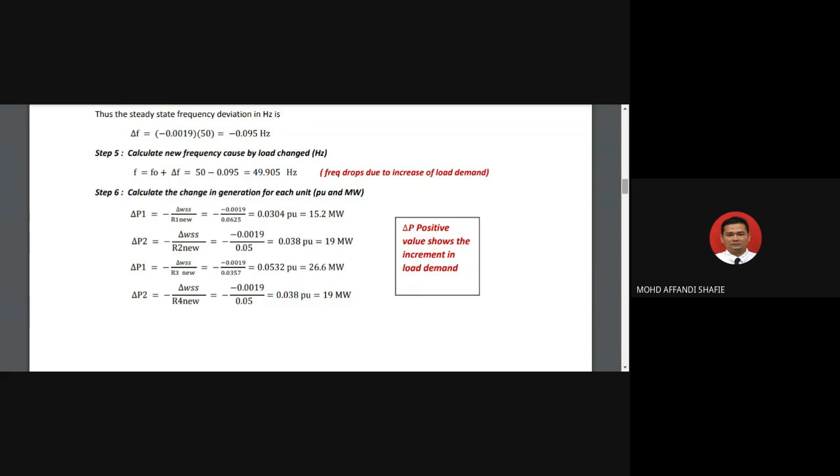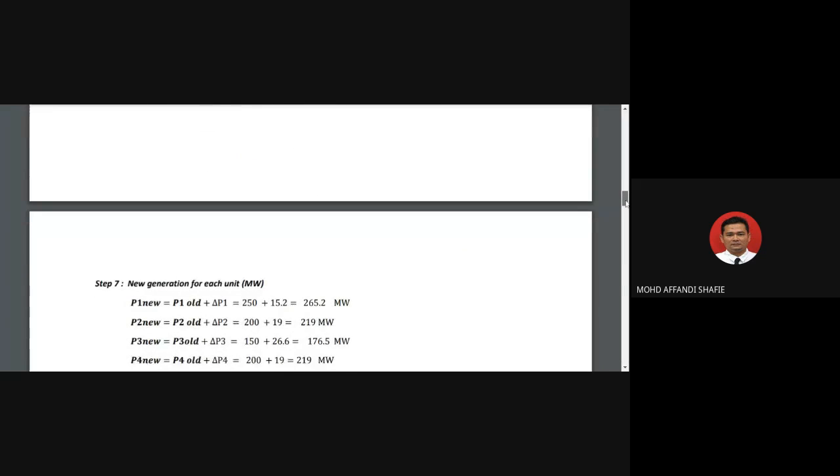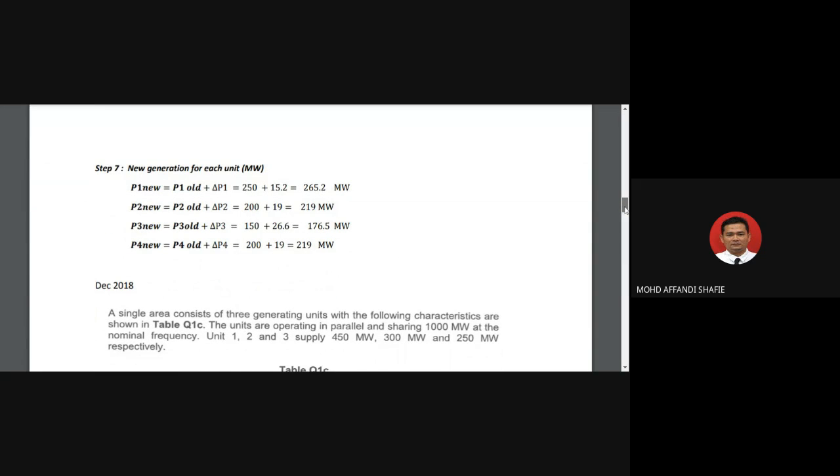It means that once you calculate delta P1, delta P2, delta P3 and delta P4, and then at the end you can calculate the new generation for each unit. First, P1 was generating 250 megawatt before the increment of load demand. Delta P1 is equal to 15.2. So now the new generation, P1 new, is equal to 265.2 megawatt. Clear on this? Same goes to P2 new, P3 new and P4 new. Can you see? Okay.